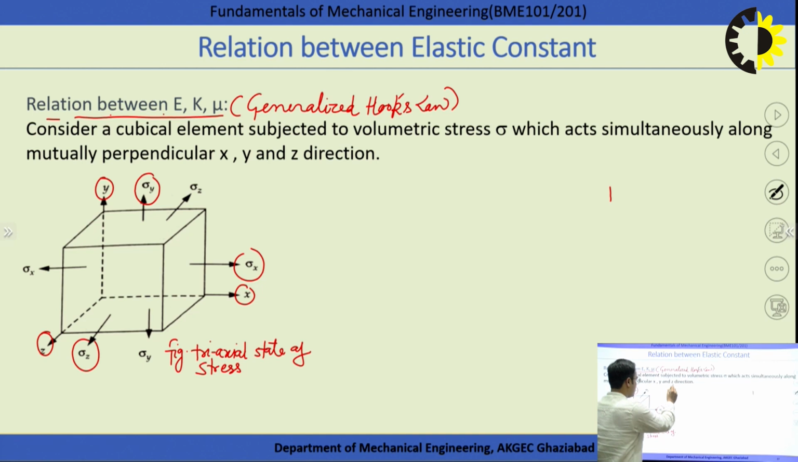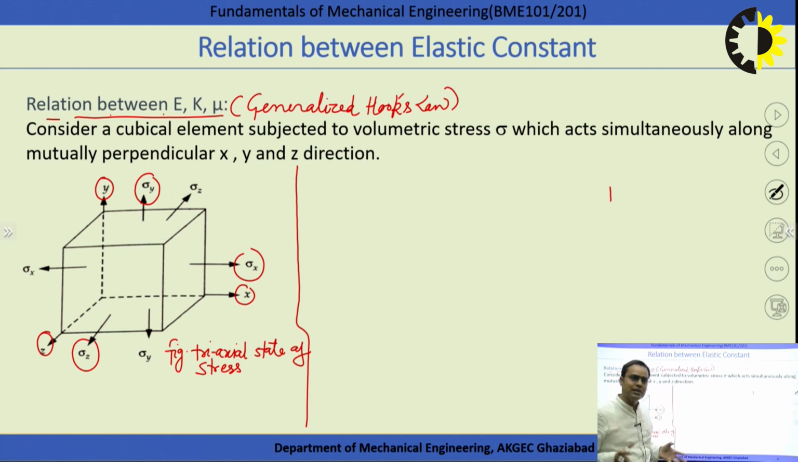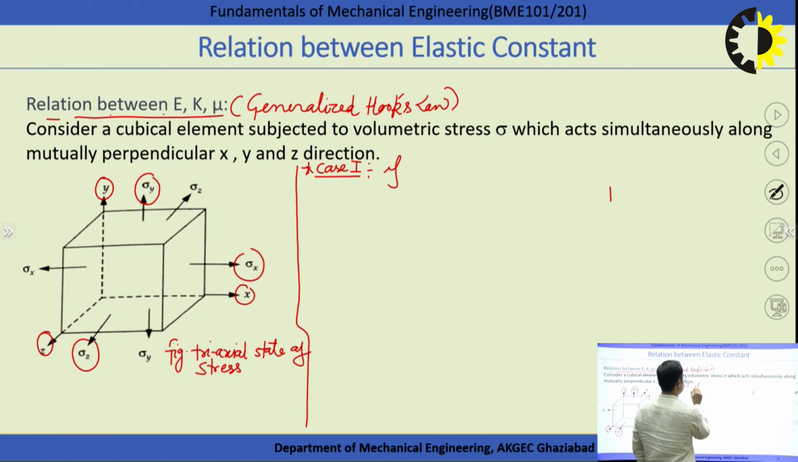Now we are interested to calculate, due to this triaxial state of stress, how much strain is induced in all three directions. These are normal stresses, so the strain induced is also normal strain. It is difficult to consider simultaneously the three stresses acting over the body and calculate how much strain is induced in the x direction. So for simplification I am considering case number 1, if the stress is acting only in x direction.